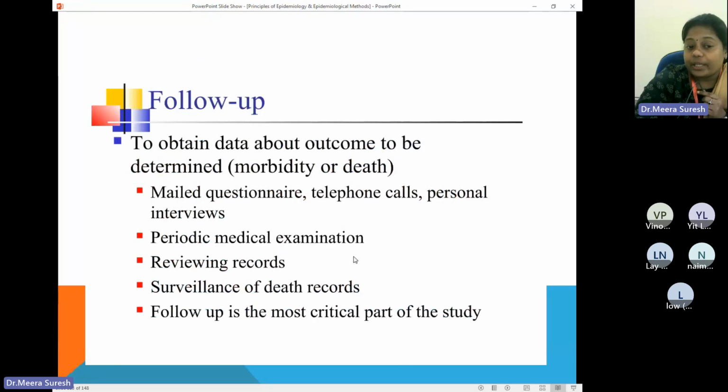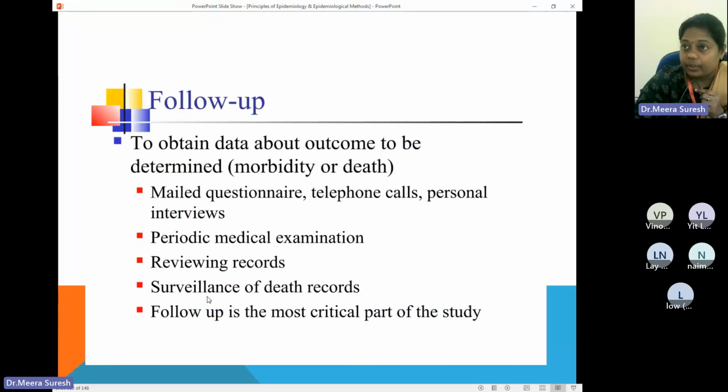Then there can also be a periodical medical examination. Then by reviewing records, you could go to the hospital or ask the people when you send the questionnaire to send the in-between medical records also, without seeing them. Just send a PDF copy, and from those medical reports you can understand whether they developed the disease or not, or any other disease. You will understand. Then if the people have passed away, because this is a prospective study, go for their death records.